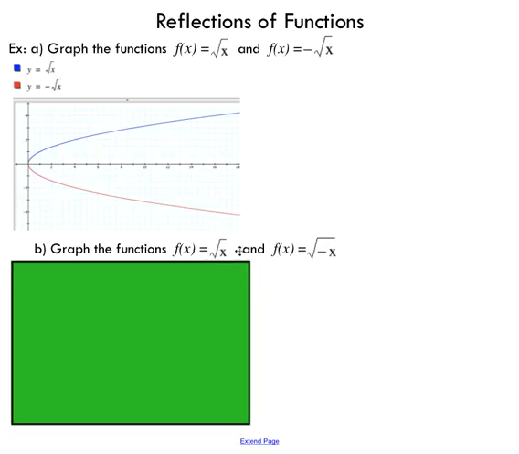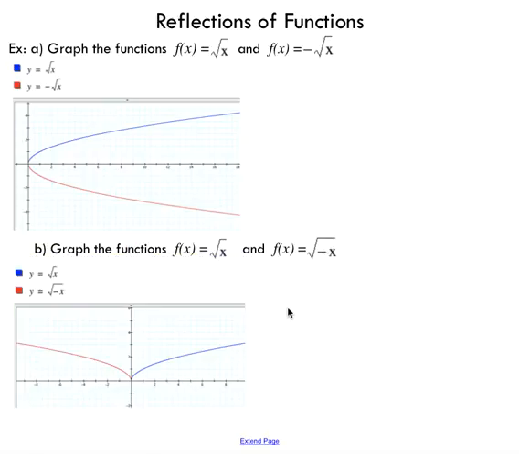The second one involves taking that base root function, but this time I'm going to put a negative value inside my square root sign. Okay, when I graph those two functions, you see this is my base function, and this guy here is my reflected function. So instead of flipping over the x-axis, I'm flipping over the y-axis.